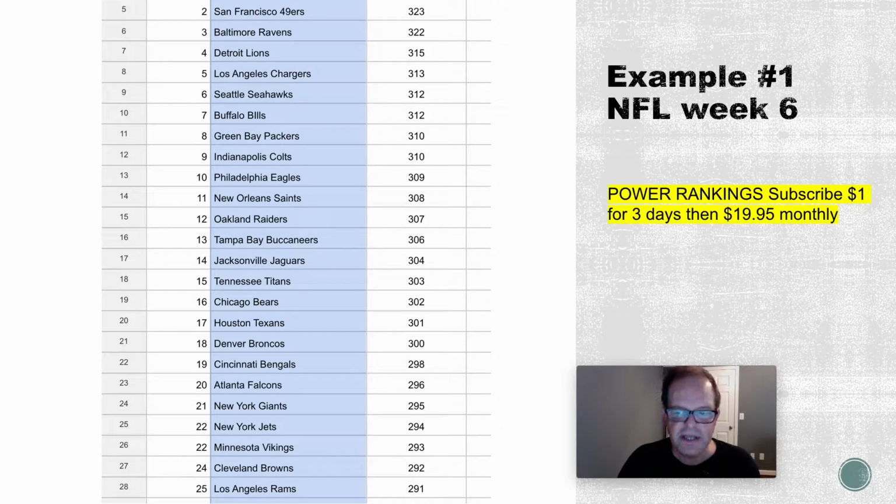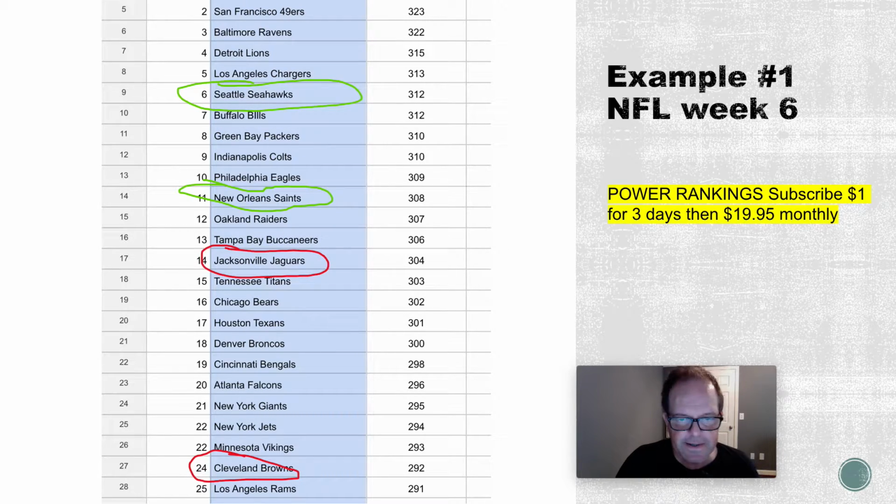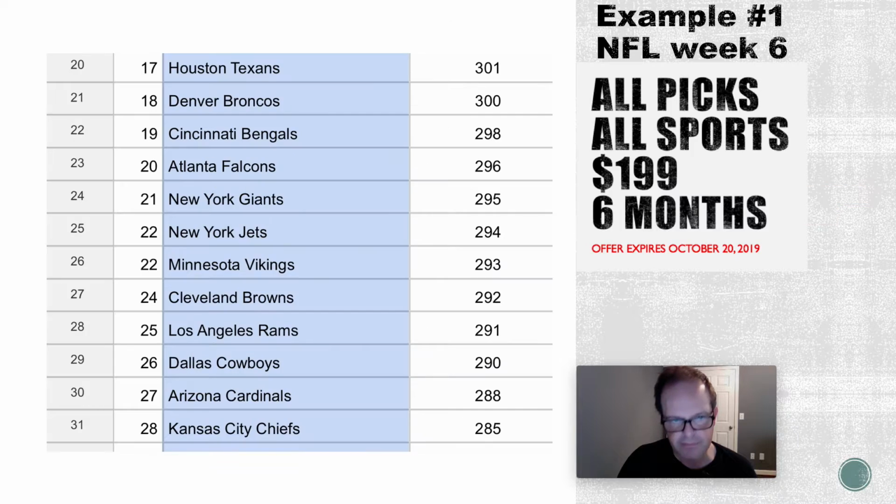My first step is assessing value when I'm looking at these games. The first game I looked at was Seattle. We had Seattle at 312, facing the Cleveland Browns. Seattle was the underdog, even though we had Seattle as the favorite. So that was a game that we wrote down to consider. The next game we looked at was New Orleans, 308 power ranking, playing the Jaguars, 304 power ranking for Jacksonville. Same situation: New Orleans was the underdog, and we had New Orleans as the favorite. Let's go to the next screenshot here.